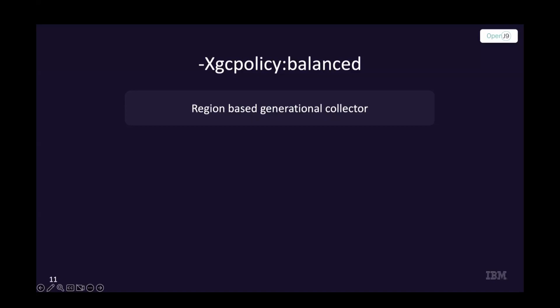Balanced tries to pick regions with a high ROI for the collection set, and has a goal of having no global collection, meaning the entire heap needs to be collected. So we're going to set partial garbage collection time goals, and we're going to try to pick regions to meet these PGC, or partial garbage collection, time goals. And the new regions where we're allocating data are always included in the collection set.